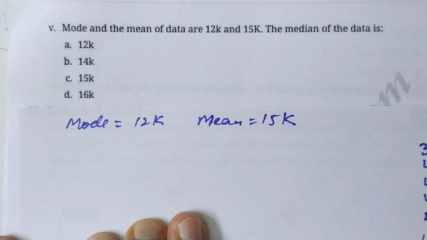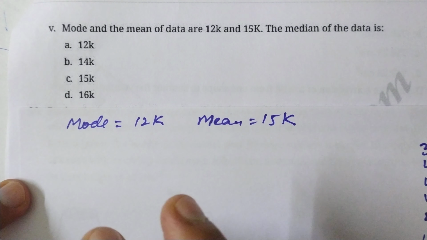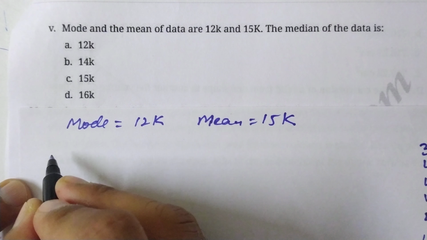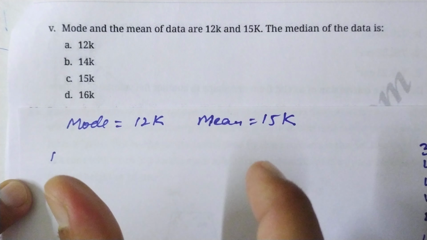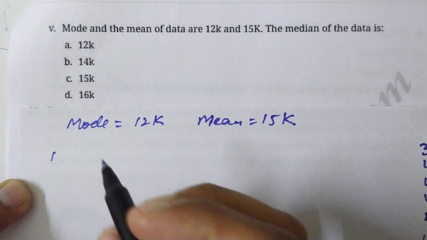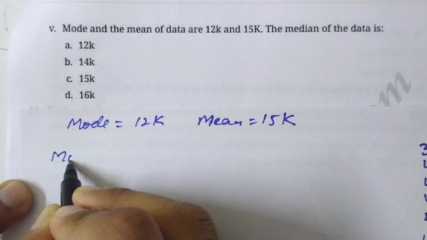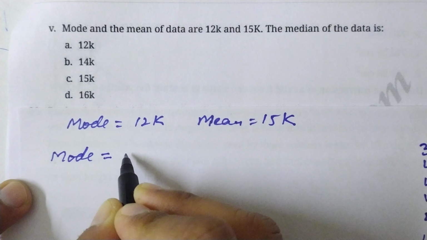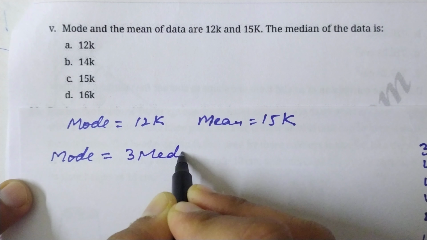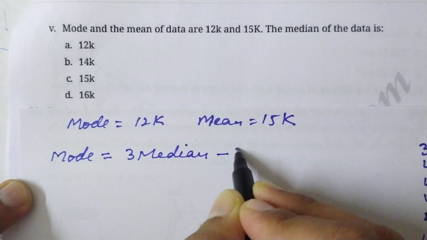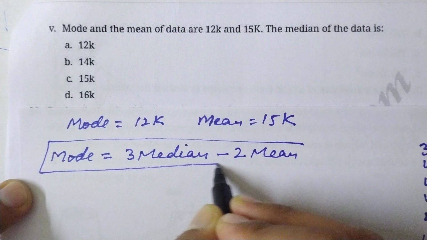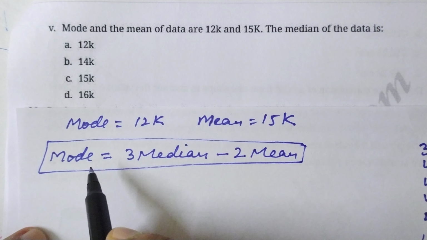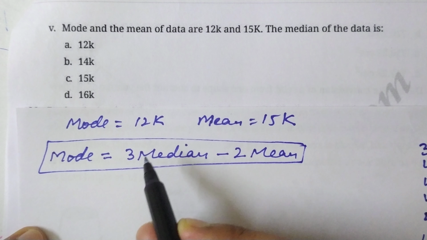So beta, we have one formula, the empirical formula. If we have mean, median, mode, two things are given and the third we have to find out, then we will apply this formula. Always remember, mode is equal to 3 median minus 2 mean. 3 median minus 2 mean. Memorize this formula. This will be applied when from these three, 2 are given and the third we have to find out.